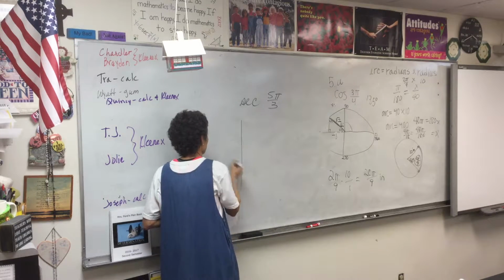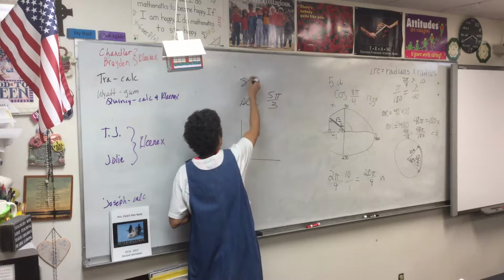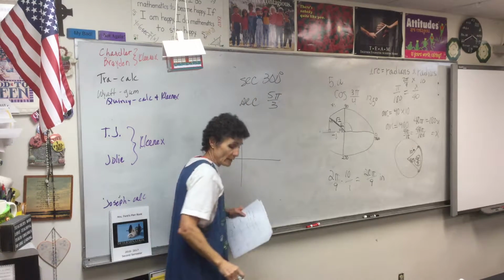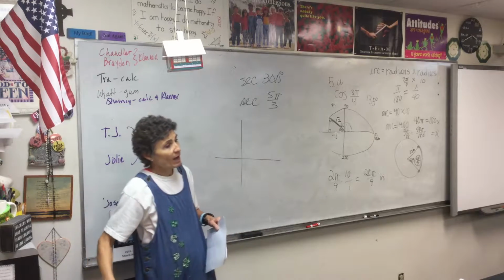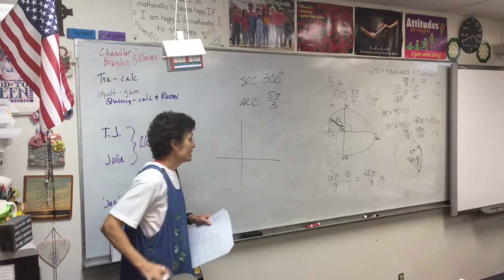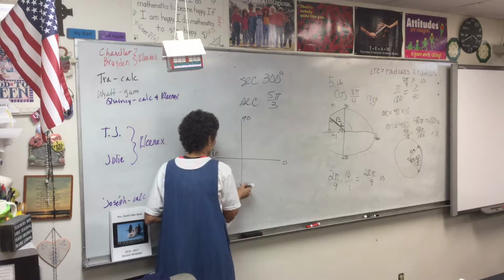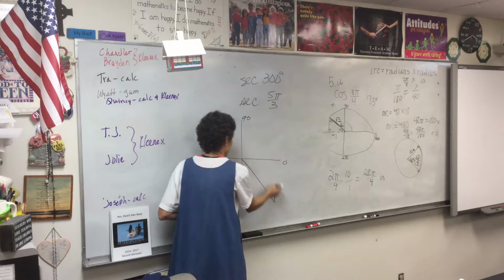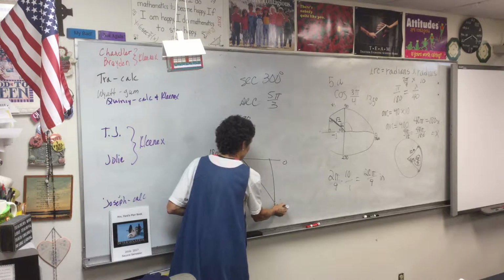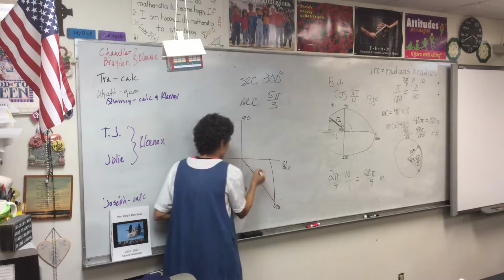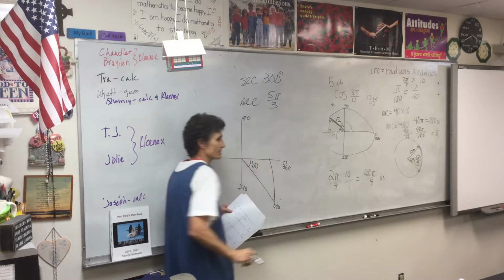Secant 5 pi over 3. That's 300 degrees. Pi is 180, divided by 3 is 60, times 5 is 300. So I know my labels for my regular trigonometry. Here's 300. This is 360, so this angle right here is 60.